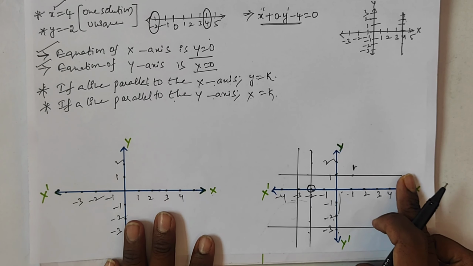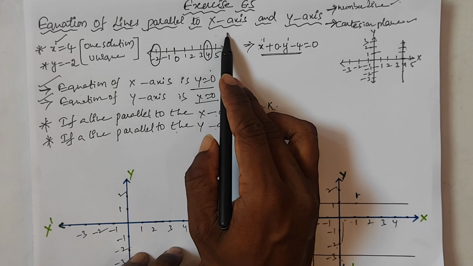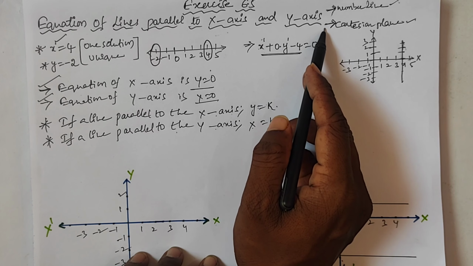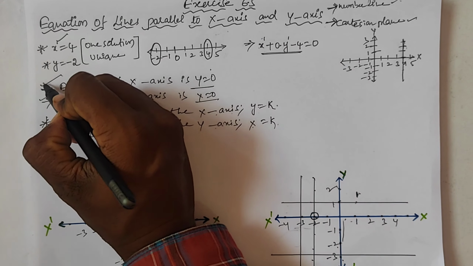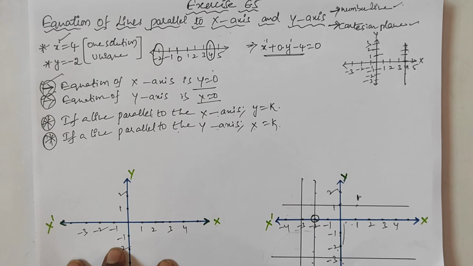Is it clear? So this is the basic concept of the equation of a line parallel to the x-axis and y-axis. Okay, if you know these 4 conditions, you can solve this whole exercise.